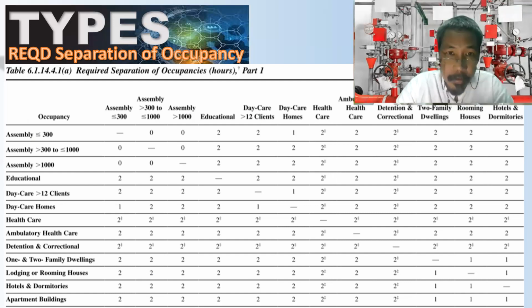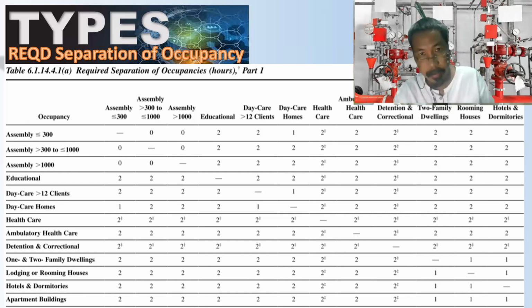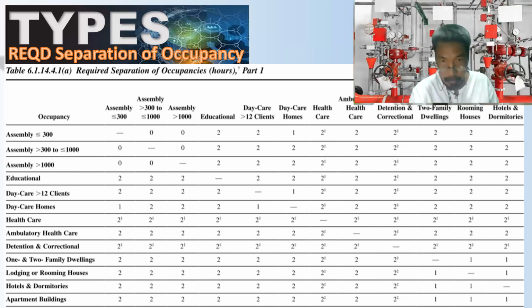So for example, occupancy type separated with another one. So educational to 2 hours. Required separation. Assembly, educational, 2 hours. So that is what we mean by this table. So for example, educational separated to daycare 2 hours.